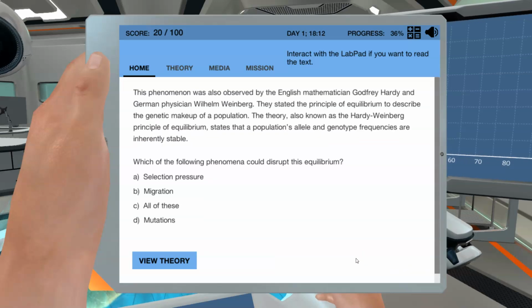This phenomenon was also observed by the English mathematician Godfrey Hardy and German physician Wilhelm Weinberg. They stated the principle of equilibrium to describe the genetic makeup of a population. The theory, also known as the Hardy-Weinberg principle of equilibrium, states that a population's allele and genotype frequencies are inherently stable. Which of the following phenomena could disrupt this equilibrium?